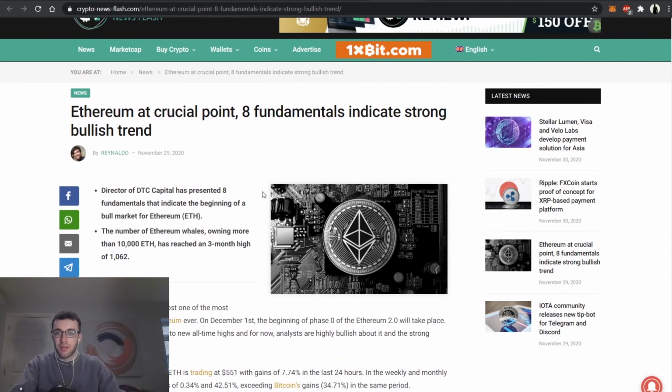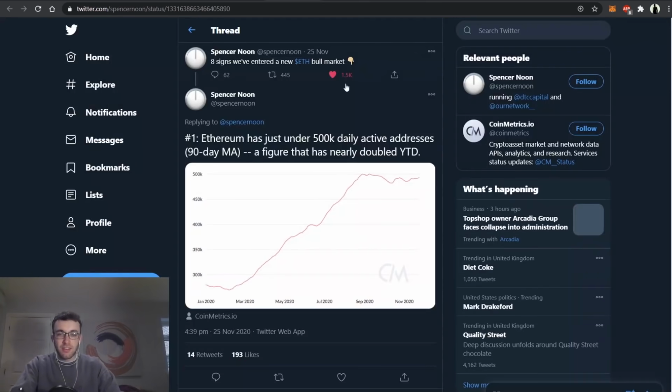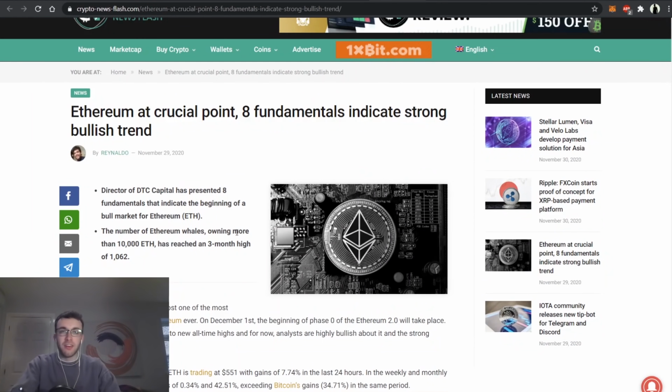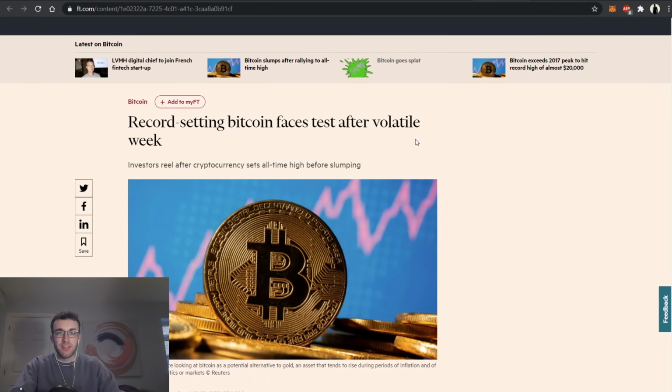Ethereum at a crucial point, 8 fundamentals indicate strong bullish trend. This is that tweet here as well, and it breaks it down into further detail in this article. Record-setting Bitcoin faces test after volatile week. So this is an important week for crypto itself.